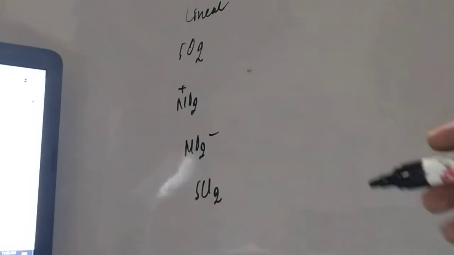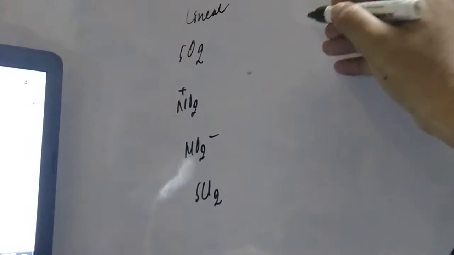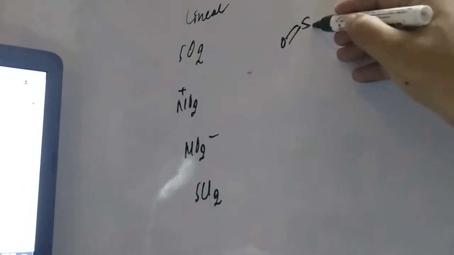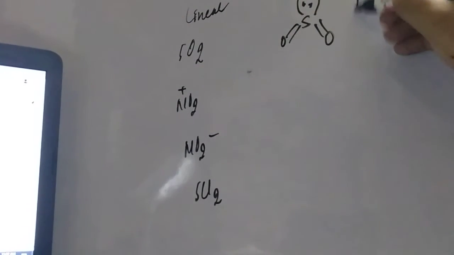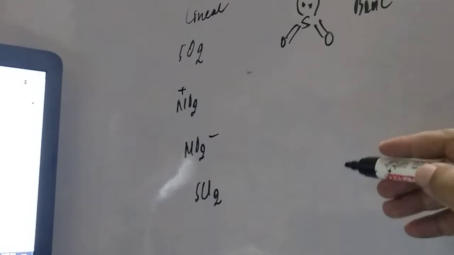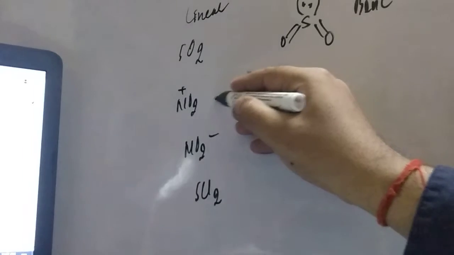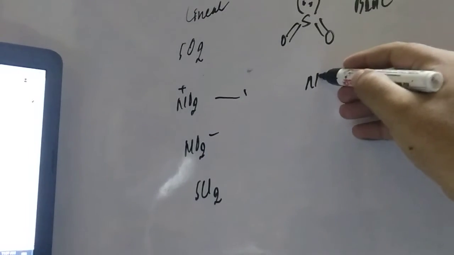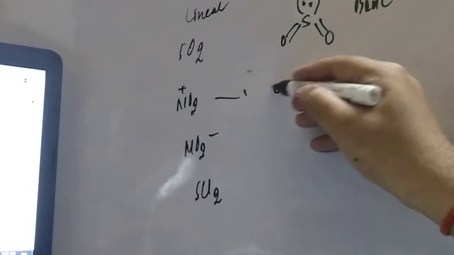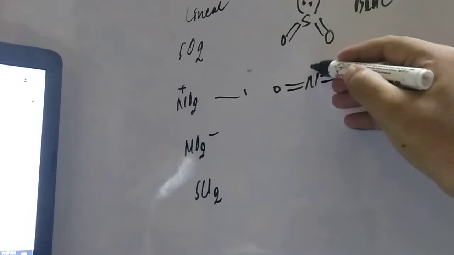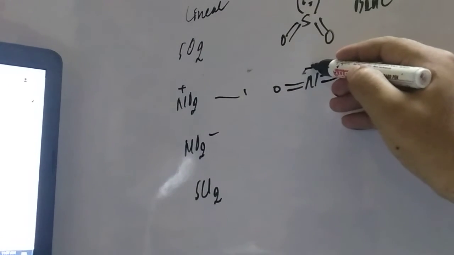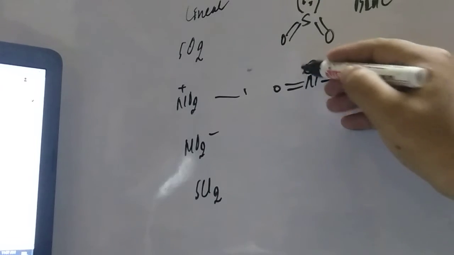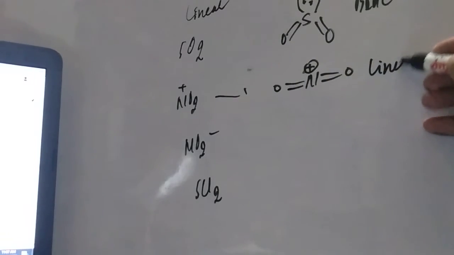If you talk about SO2, students, as 6 electrons are there, 4 electrons will form double bonds, and here will be the lone pair of electrons. So this is a bent shape only. If you talk about NO2 positive, it has a double bond to O and a double bond to O, and here will be 1 electron, so the positive charge is there. So this is linear.